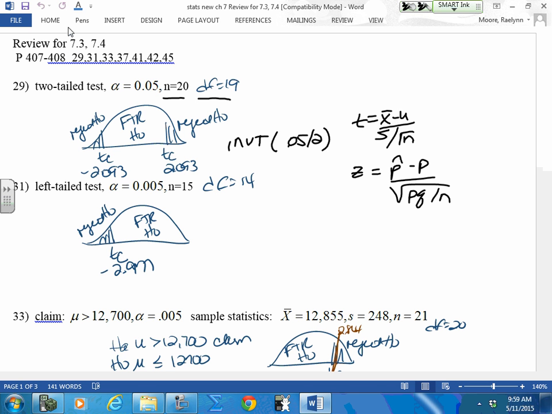Left tail test, again, use your table 5, degrees of freedom 14. One-tailed across the top, across the middle one, find the 0.005, give me the cutoff. On the left-hand side, it's a negative. Remember to label the shaded area, reject H0. The unshaded area, fail to reject H0. Good so far?